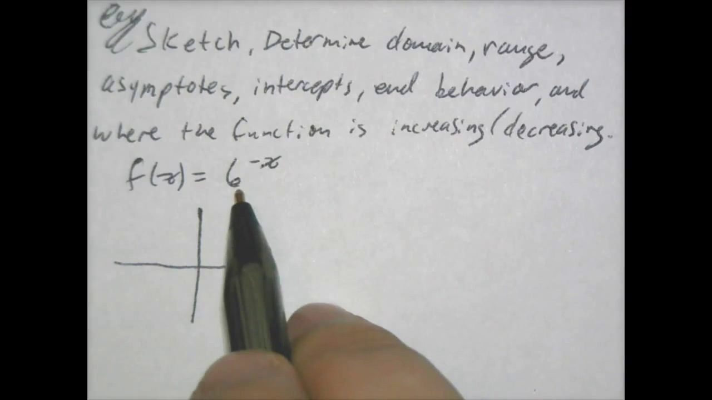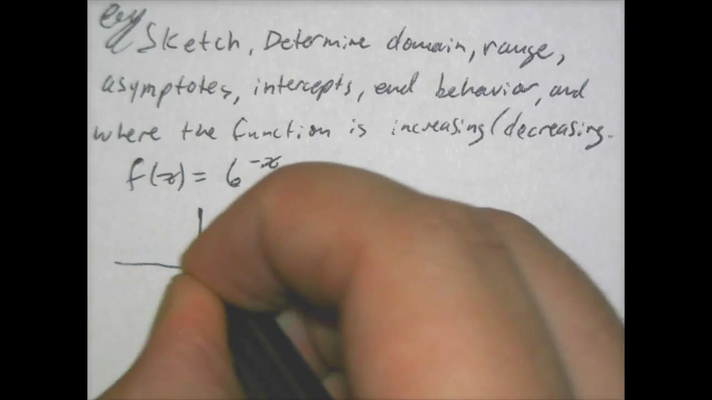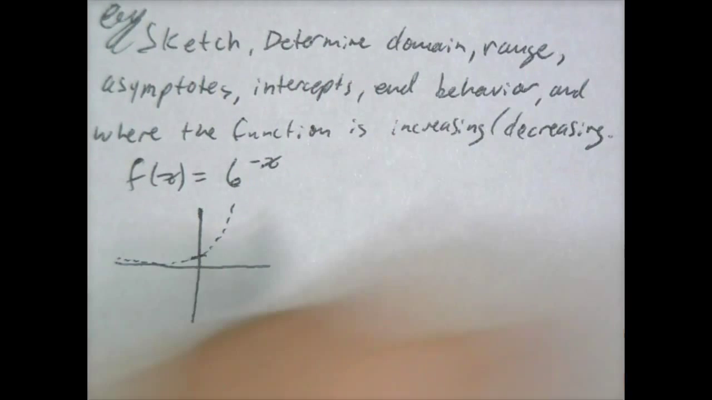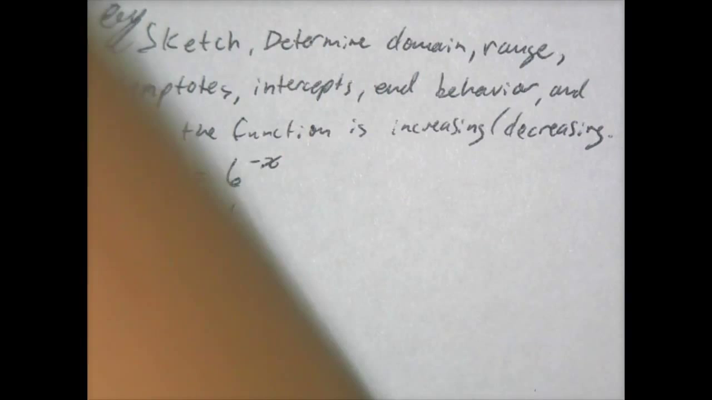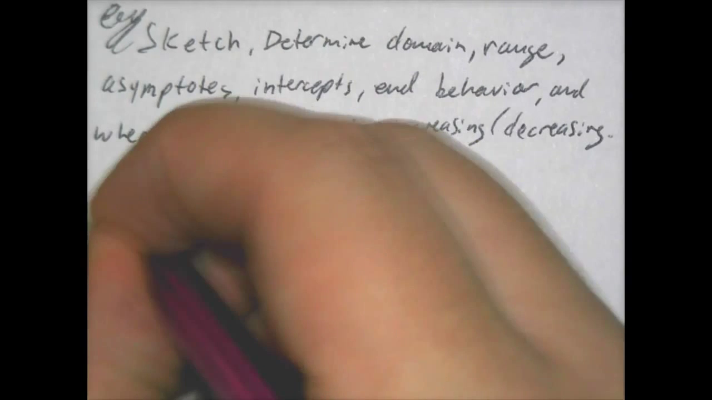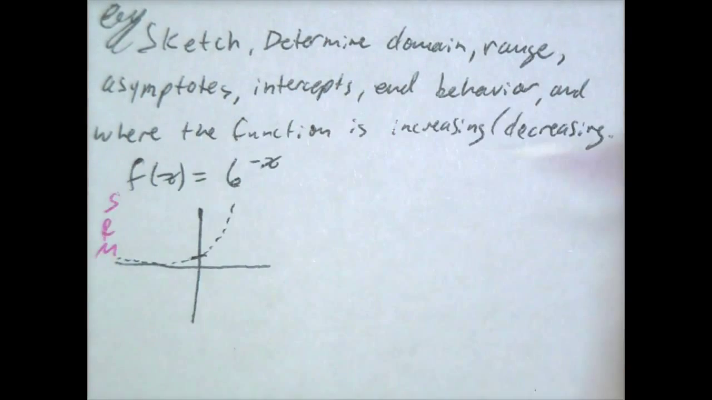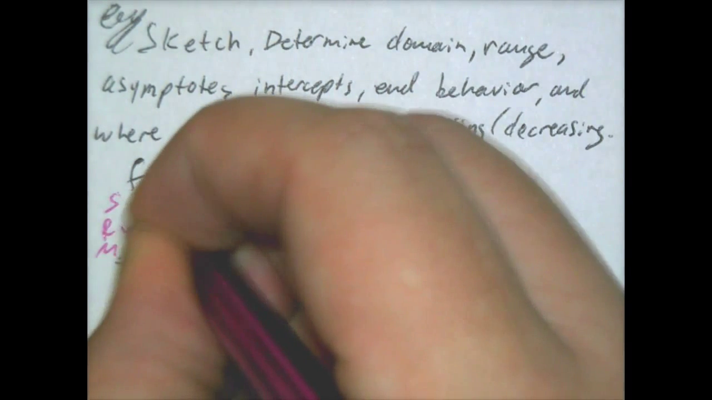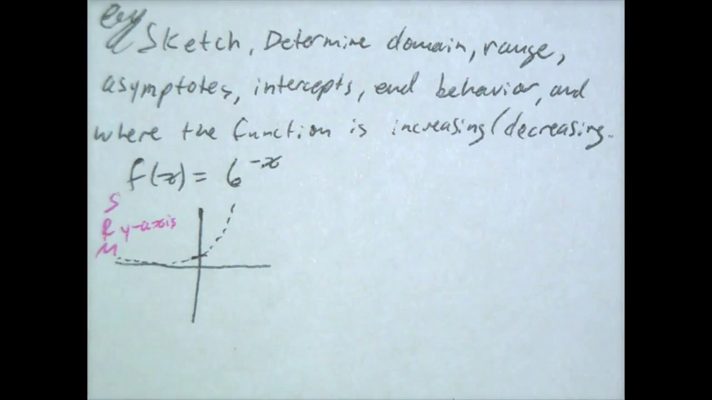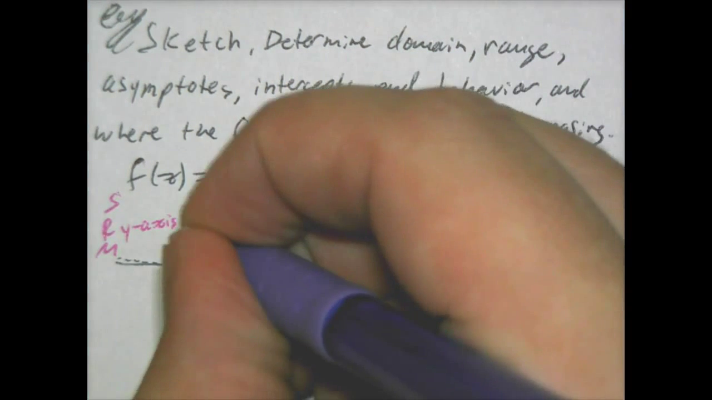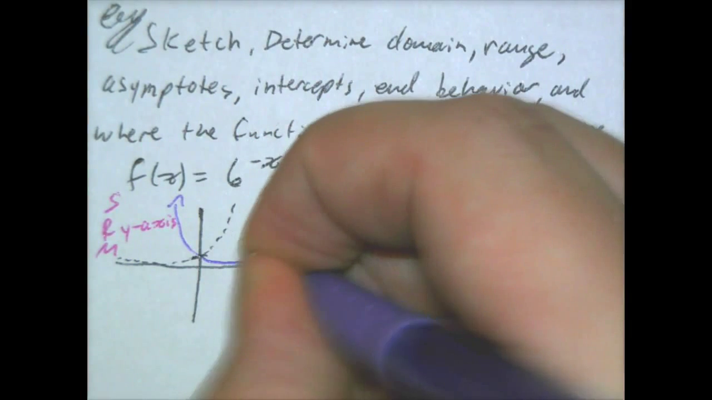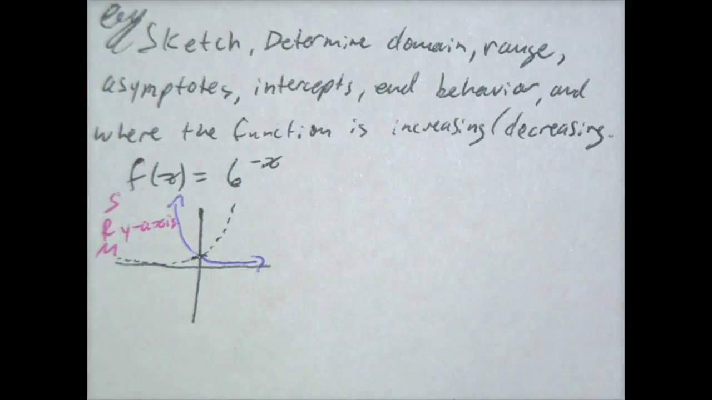With the sketch, I notice I have a base of 6, so this number is bigger than 1. So for my parent function, it is going to cross something like that and go up. This negative is with the x. So this is right back to what we had in chapter 1 with the stretch, reflect, move. You're going to reflect this with the x, so I'm going to reflect everything over the y-axis. So that will go up here, and that will go down here. Okay, now we have sketched our graph.